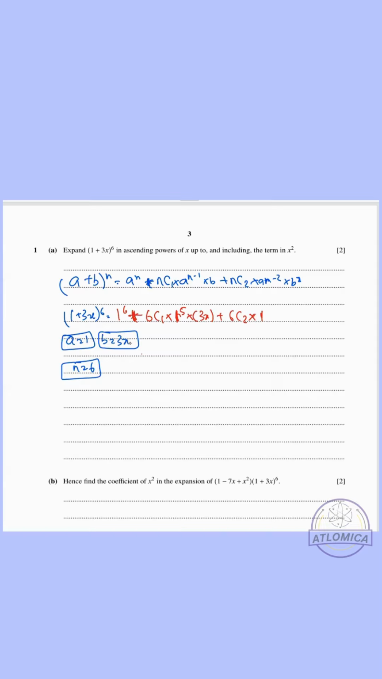We can just write it as 1 because any power of 1 is equal to 1. And then b squared, which is (3x) whole squared. Remember to use the brackets and put the square outside the bracket, not just 3x squared. It would be (3x) whole squared. Okay, let's just solve it now.